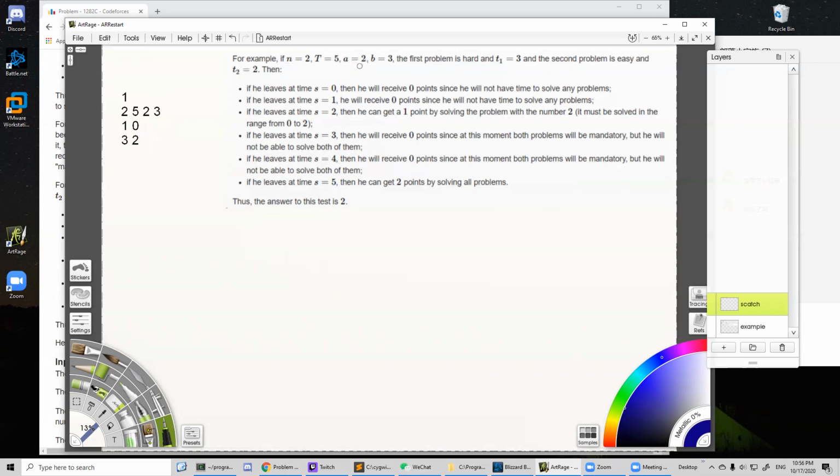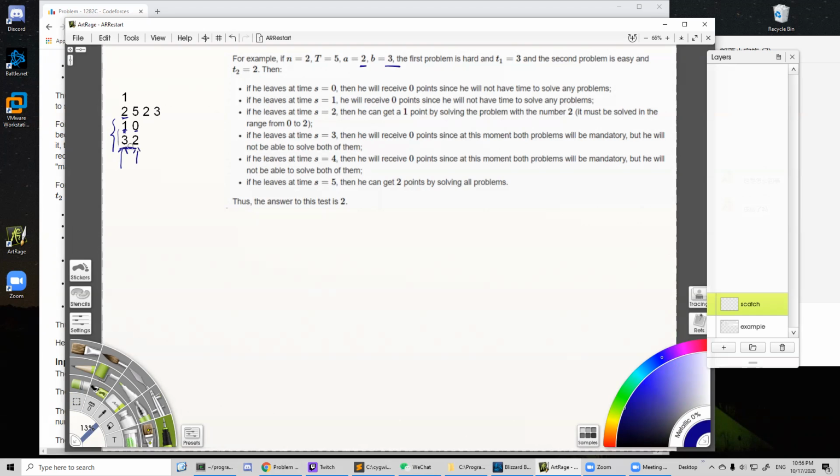So it takes 2 seconds to solve the easy problem, and it takes 3 seconds to solve the hard problem. And the following two arrays are the values of the problems. So we are going to have two problems, right? And the first array is the type of each problem. If it is 1, it is a hard problem.